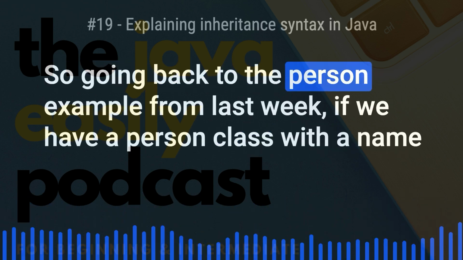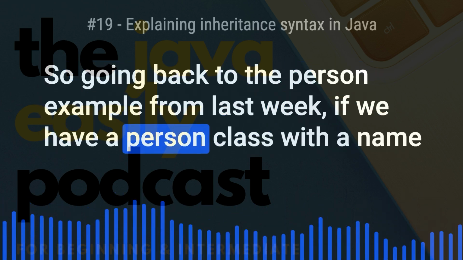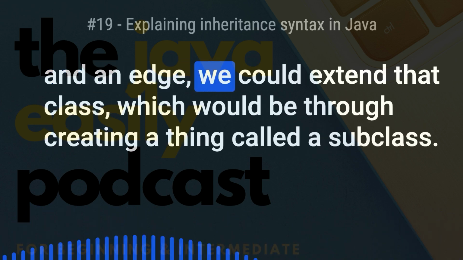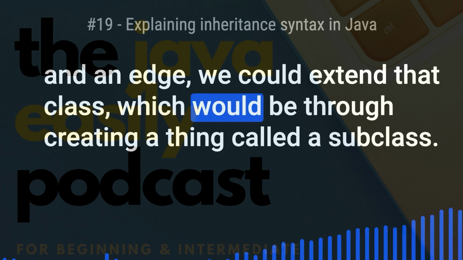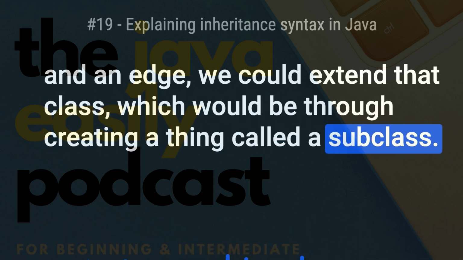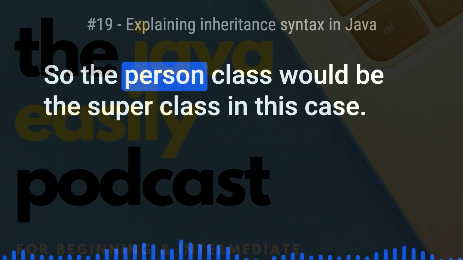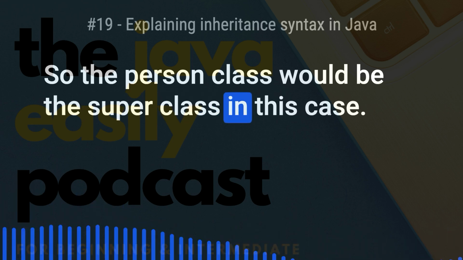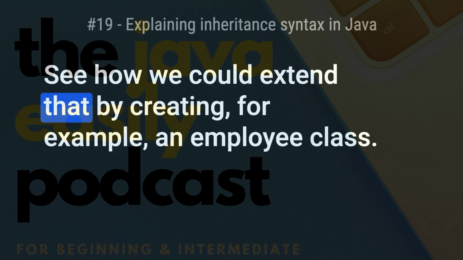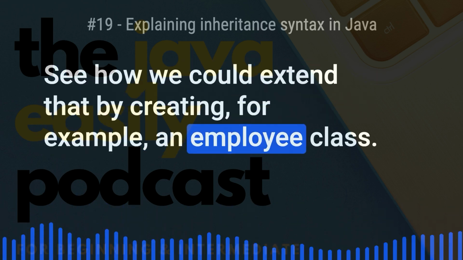So going back to the person example from last week, if we have a person class with a name and an age, we could extend that class, which would be through creating a thing called a subclass. That means a class which extends this other class, which is called the superclass. So the person class would be the superclass in this case. So yeah, we could extend that by creating, for example, an employee class.